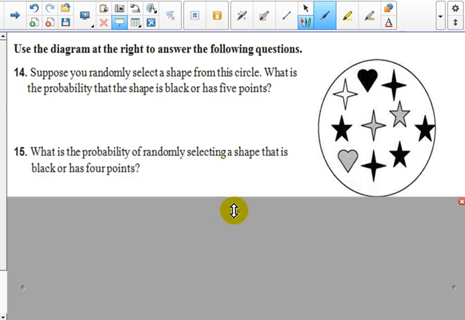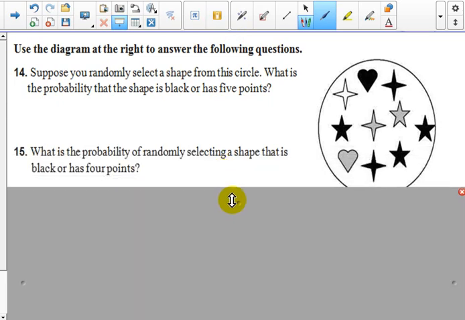14 says, suppose you randomly select a shape from this circle. What is the probability that the shape is black or has 5 points? Okay, so we're working with how many shapes? 1, 2, 3, 4, 5, 6, 7, 8, 9, 10. So we have 10.